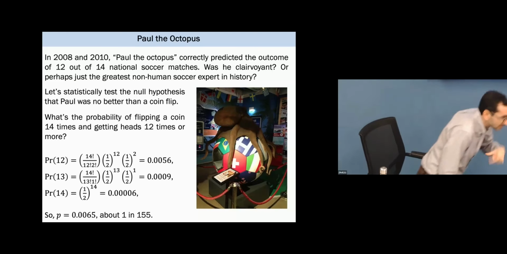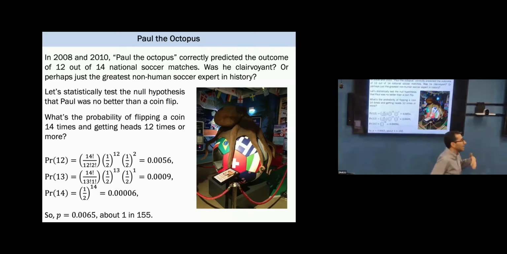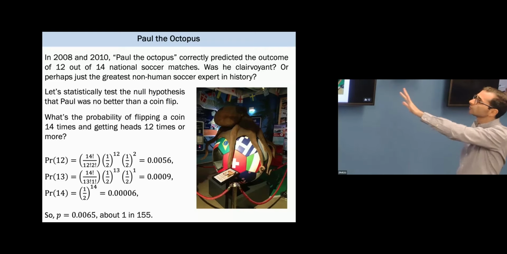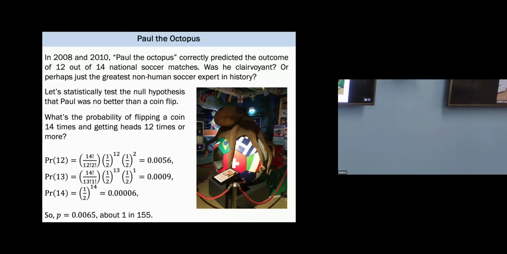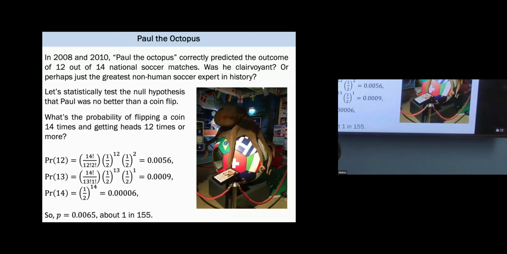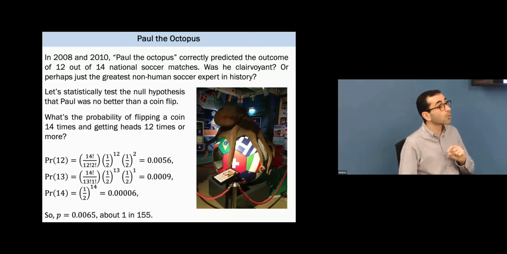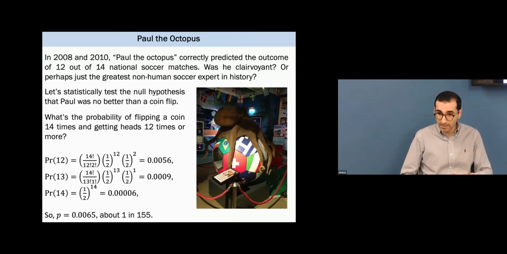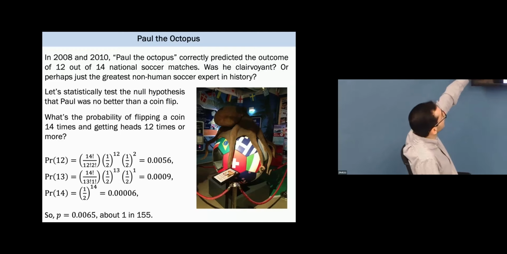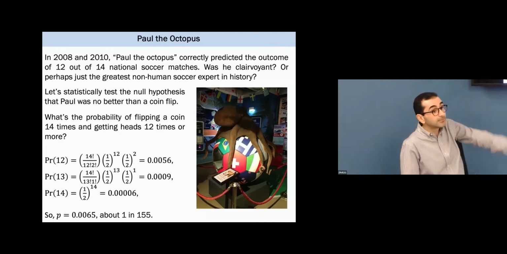Okay, now let's try to use some statistics and see the different probabilities. So let's assume that Paul was no better than a coin flip. In other words, his guess was a random guess. Now I want to find the probability of flipping a coin 14 times and getting heads 12 times or more. In other words, what's the probability that the octopus, if it makes random guesses, is going to get 12 out of 14 times.